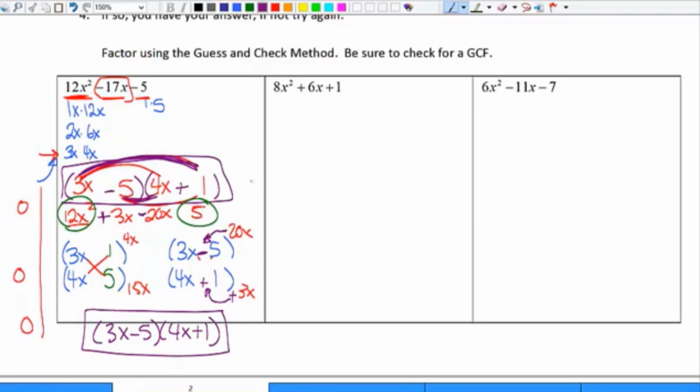So you can write them horizontally and distribute them out, but I really like this vertical method. So we're going to go ahead and practice that again.